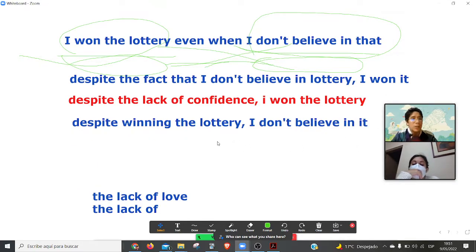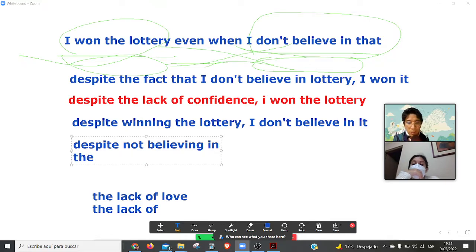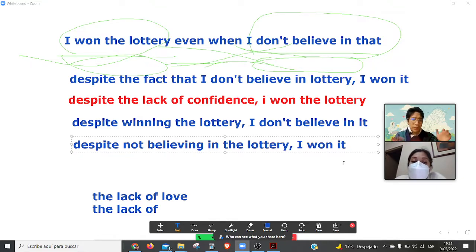¿Ok? Ahora lo siguiente. A pesar de que no creo, gané la lotería. Despite not believing, great. Despite not believing, ¿en qué no crees? In the lottery. I won it. Super simple. Why is it lottery and not lottery? Yeah, both are okay. Sometimes you can say lottery or lottery because we have the T here. Drop the first sound. It depends on you. You can say, despite not believing in the lottery, I won it.